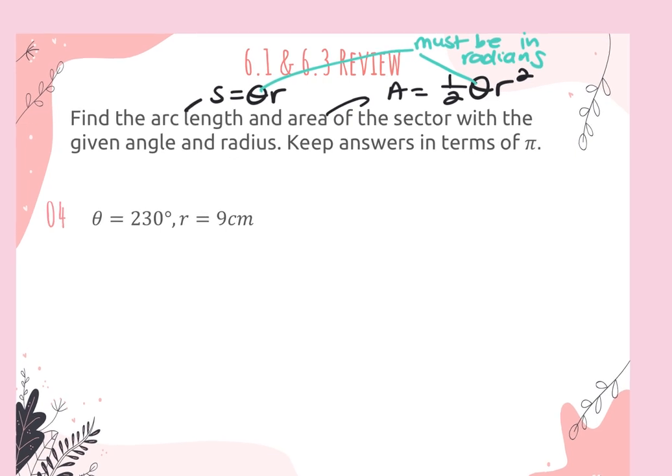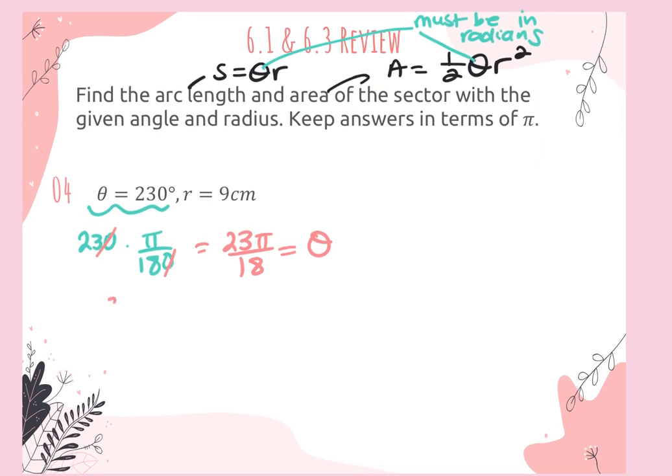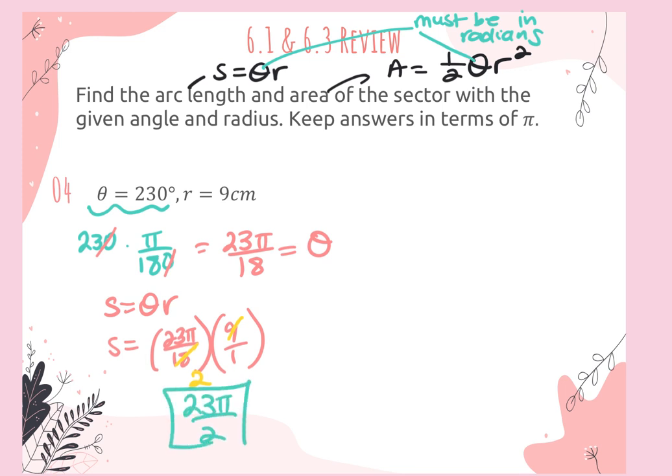So for both of them, I have to take theta that's given to you in degrees and convert it to radians. 230 times pi over 180. I would cross through the zeros, divide by 10, cross through the zeros, and I end up with 23 pi over 18. That's going to be theta in radians. So then my arc length is that 23 pi over 18, times the radius, which is 9. That is 9 over 1. So I can simplify by putting 9 into 18 2 times. And I get 23 pi over 2. And I'd keep it like that. That's actually centimeters because it's length. But I'd keep it like that. You don't need to put it in decimal form.